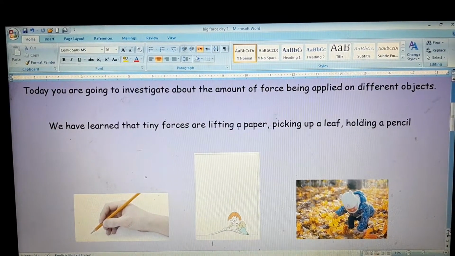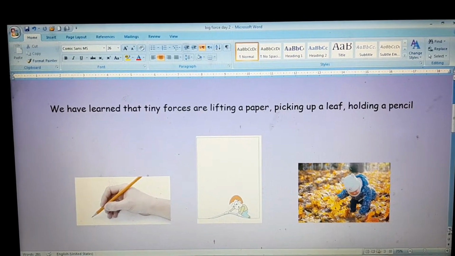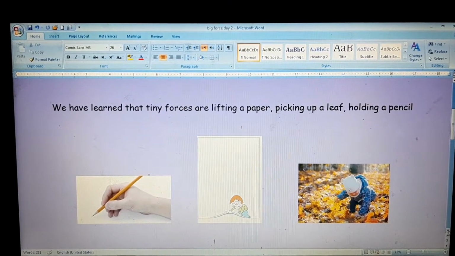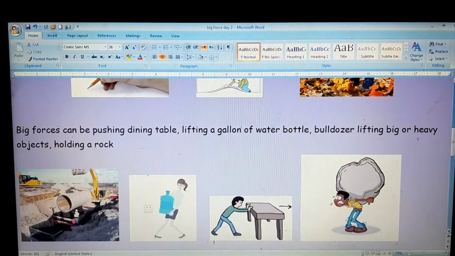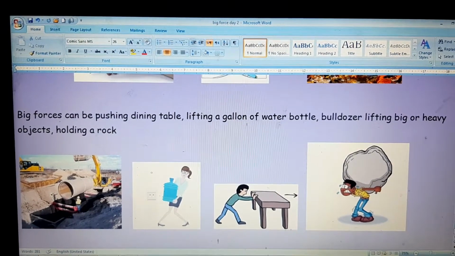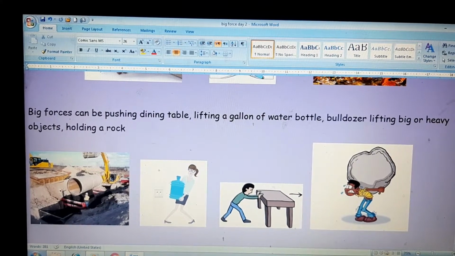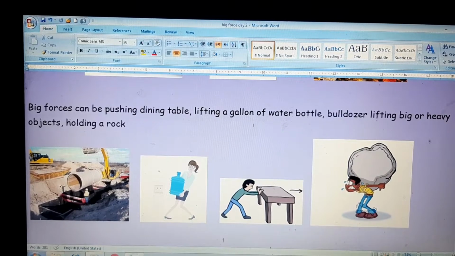We have already learned that small or tiny forces are holding a pencil, lifting a paper, or picking up leaves. These are tiny or small forces. And big forces can be pushing a dining table, lifting a gallon of water, a bulldozer lifting heavy objects, or holding big objects. And if you're trying to hold a rock, it will be a big force.